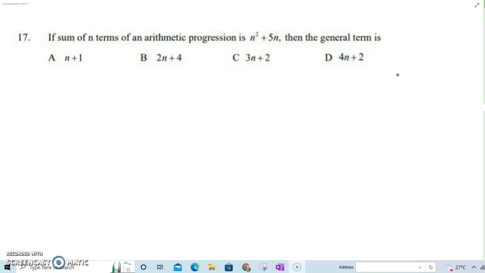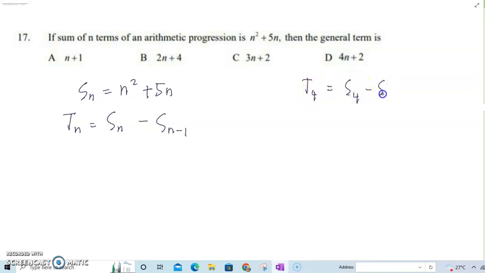Okay, if the sum is given as n square plus 5n. So, kita ada Sn equals to n square plus 5n. Okay, for your information, your Tn is equals to Sn minus Sn minus 1. Okay, contoh macam T4. T4 adalah bersamaan dengan S4 tolak S3.